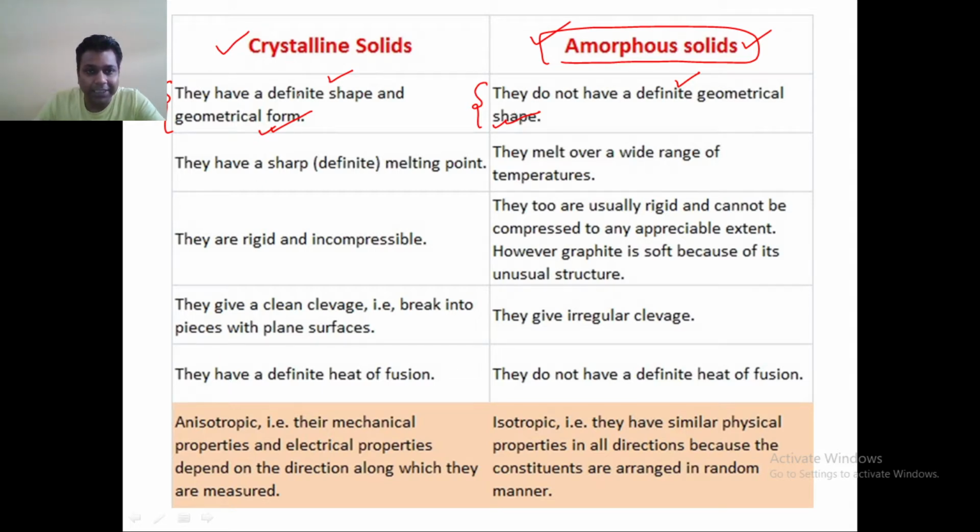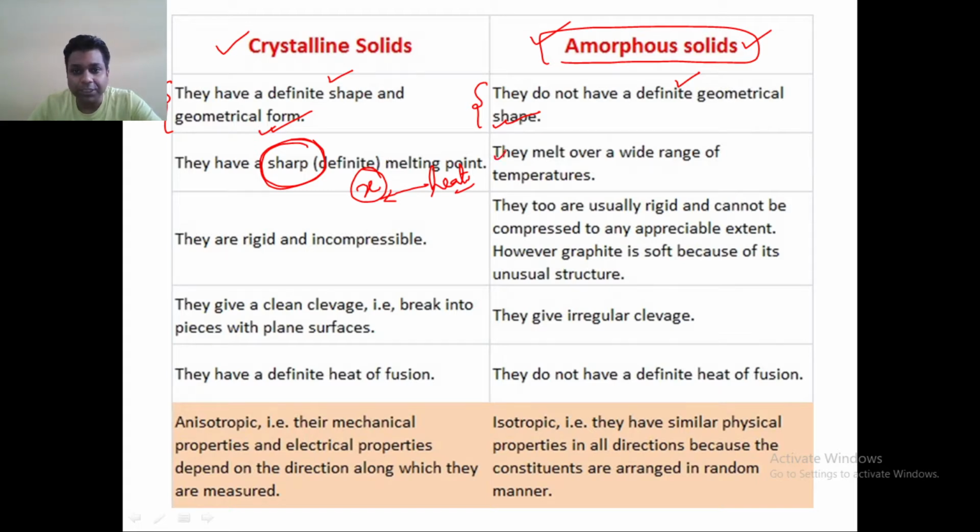The second thing is that crystalline solids have a sharp melting point. What is the meaning of this sharp melting point? For example, if you have a crystalline solid, let's say X, and you provide heat to it, then it will melt at a particular definite temperature. Sharp melting point means that after supplying heat of a certain quantity, the melting will start at a particular given temperature. This is the meaning of sharp melting point.